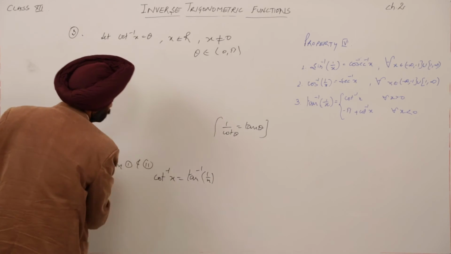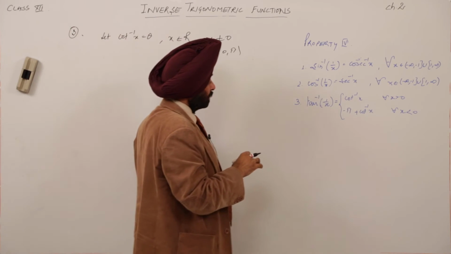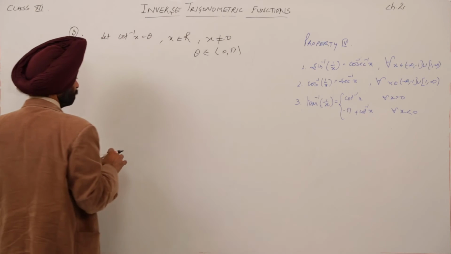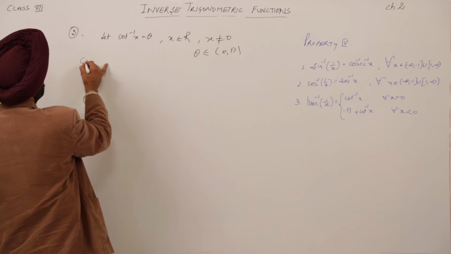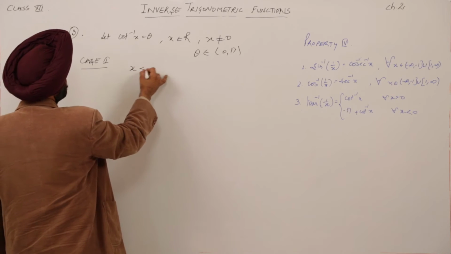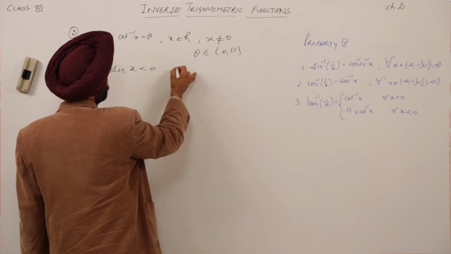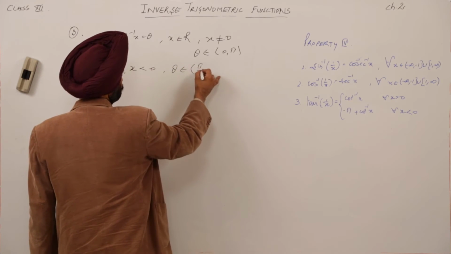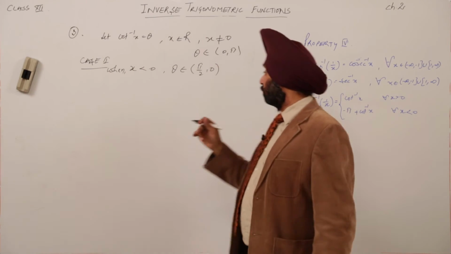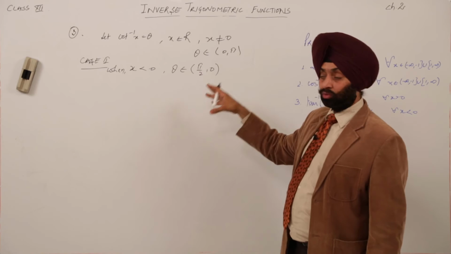Now let's move on to case number 2. What does case number 2 show us? Case number 2 means when x is less than 0. Now here theta belongs to (pi by 2, 0). In case 1, when x was greater than 0, we had theta belongs to (0, pi by 2). Now here theta belongs to (pi by 2, 0).